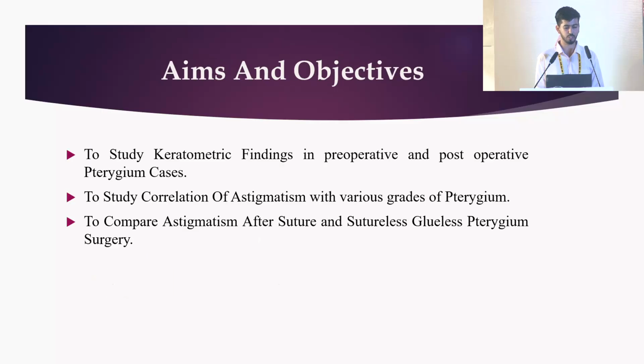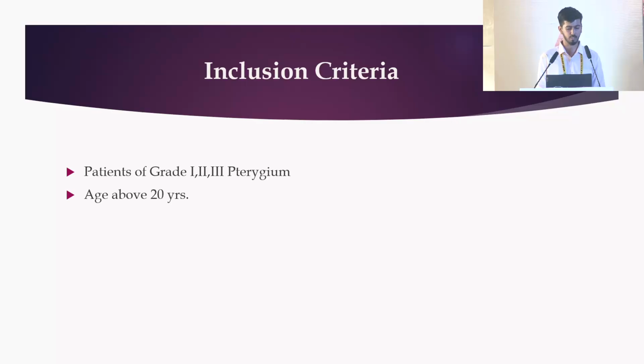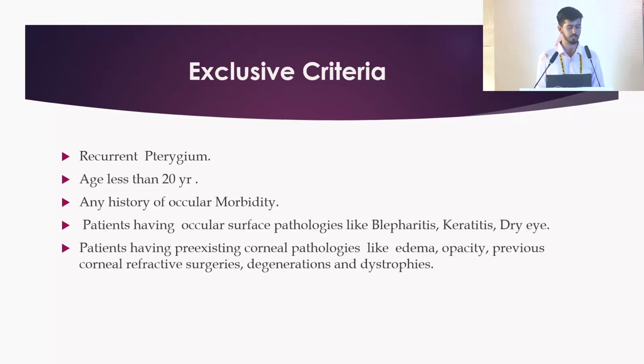My aims and objectives are to study the keratometric findings in pre-op and post-operative pterygium cases, to study the correlation of astigmatism with various grades of pterygium, and to compare astigmatism after suture and sutureless glueless pterygium surgery. I have included all the grades of pterygium and age of patient above 20 years. I have excluded patients with recurrent pterygium, age less than 20 years, any history of ocular morbidity, and any patient having ocular surface pathology with corneal pathology like edema, opacity, previous corneal refractive surgery, and degenerative dystrophies.